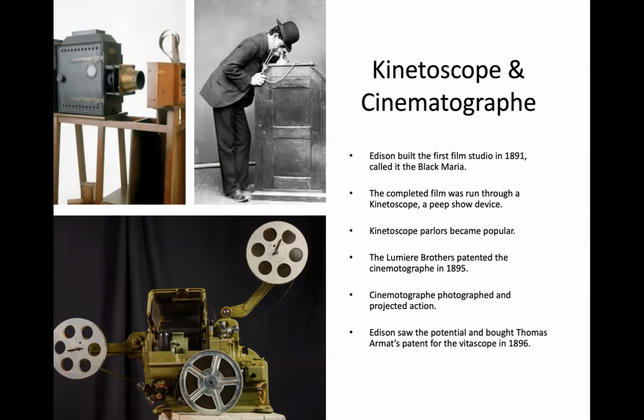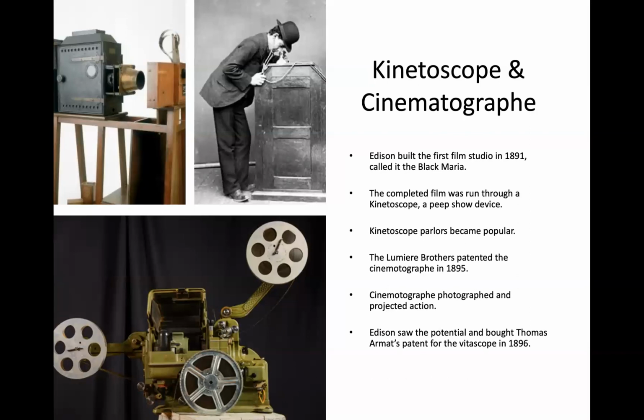The Lumiere brothers really took this idea and went even further, and they patented the cinematograph in 1895. It was really the first projector. And then Edison saw that this was really a potential. Another kid named Thomas Armet was working on the Vitascope at the same time. So Edison bought his patents and really took off with that. If you really go into the history, Edison had his hand in photography and video and just all those different types of visual elements, along with the other inventions that he was a part of.